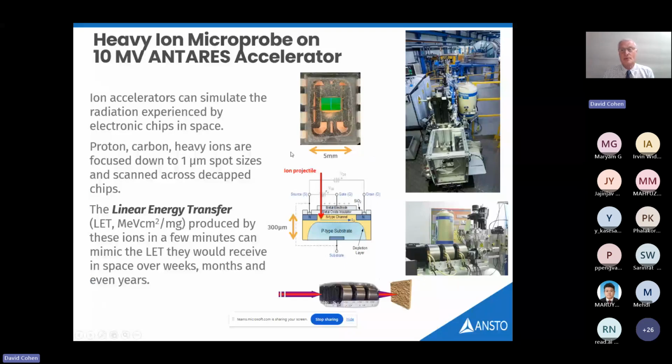Here's our heavy ion microprobe. This is our 10 million volt machine here on the right. The ions come down out of the machine into these two chambers. This is a vacuum chamber here, and this is an in-air chamber.